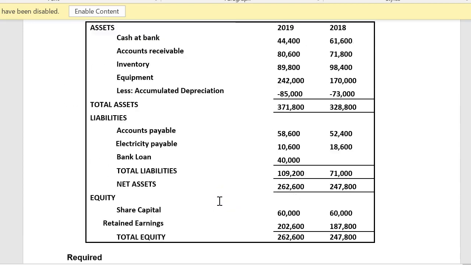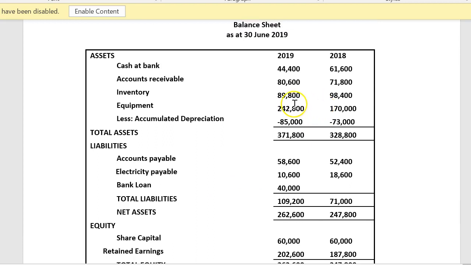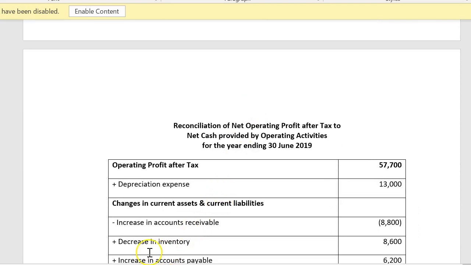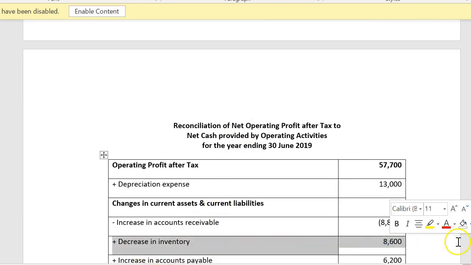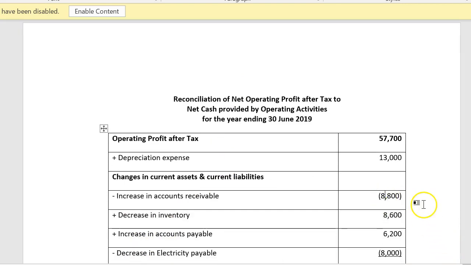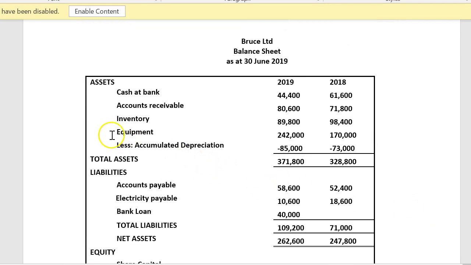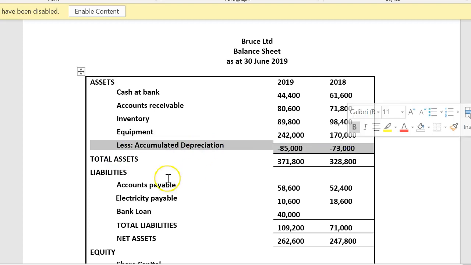And then you have inventory. Now, inventory, as you can see, decreased from last year by 8,600. Decrease in inventory or decrease in current assets is a credit. So you need to add that. Credits you add. There you go. You add decrease in inventory. Do not take equipment into account. Cross that out. You don't need this. Do not take changes in accumulated depreciation. We already added depreciation. You don't need this.